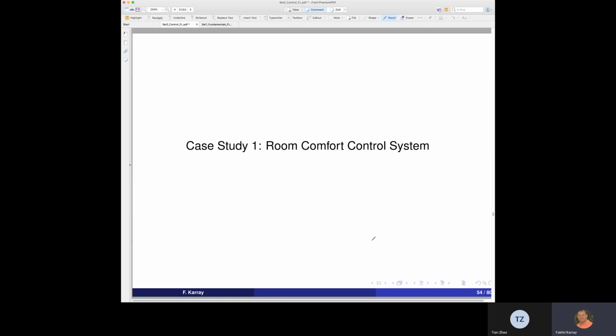And the example on the room comfort control system should provide you with an excellent example. So this example is taken from my textbook, so you can look at it in chapter 3, and it illustrates even further the description and the representation of this particular type of system.